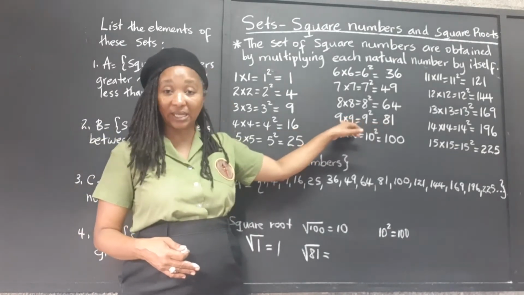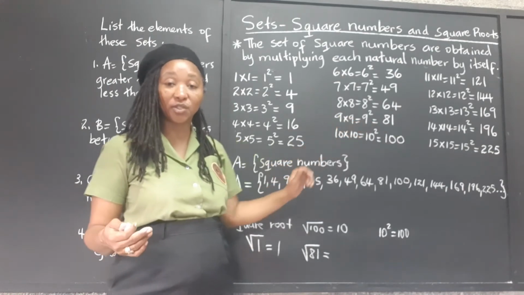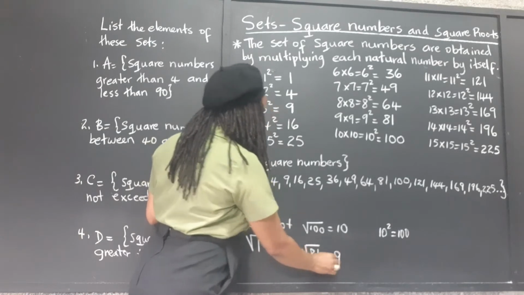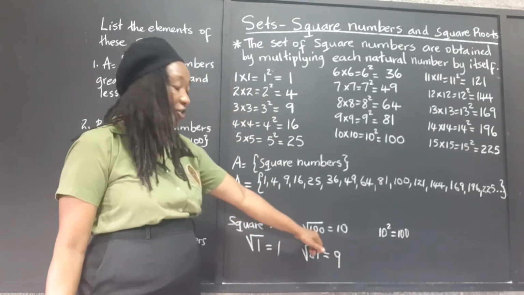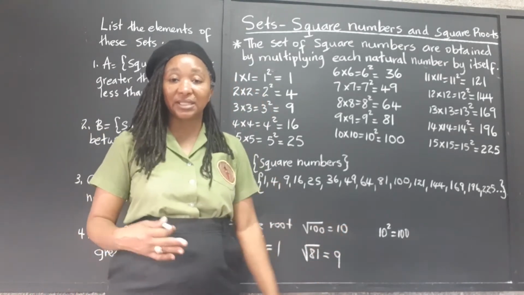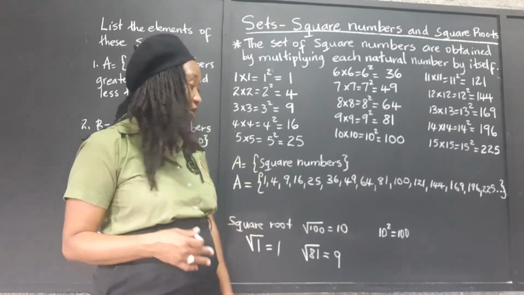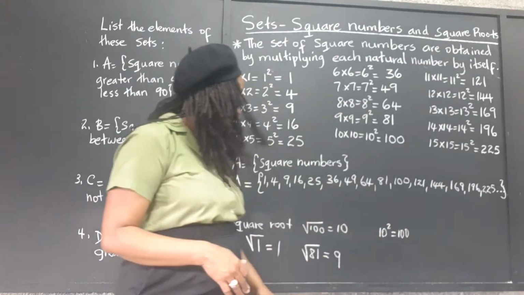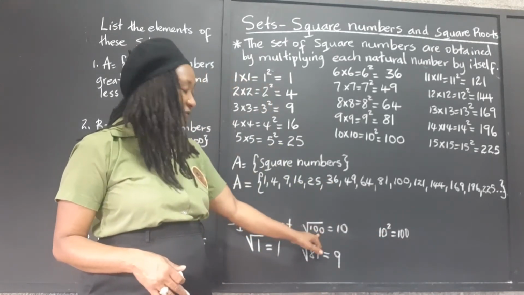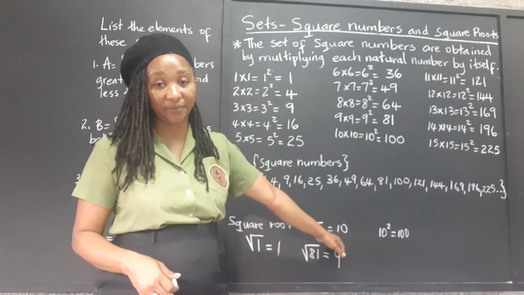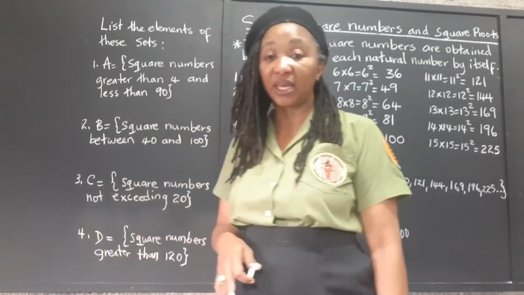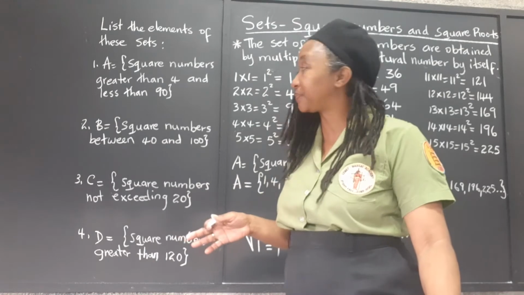That's 9. 9 times 9 gives 81, so the square root of 81 is 9. The square root of 100 is 10, because 10 times 10 gives 100. So 10 squared is 100, therefore the square root of 100 is 10. Alright, so the opposite of the square numbers are the square roots.